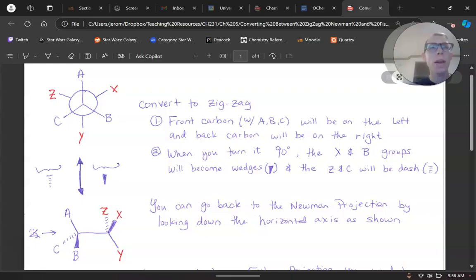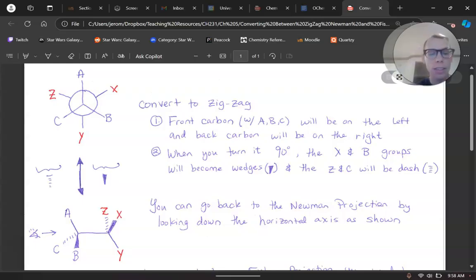Now, if we want to go, for example, from a Newman all the way to a Fisher, we have to make one slight change in our zigzag. In our zigzag form, we don't have the proper backbone. In a Fisher projection, all your wedges and dashes need to be coming directly out at you.